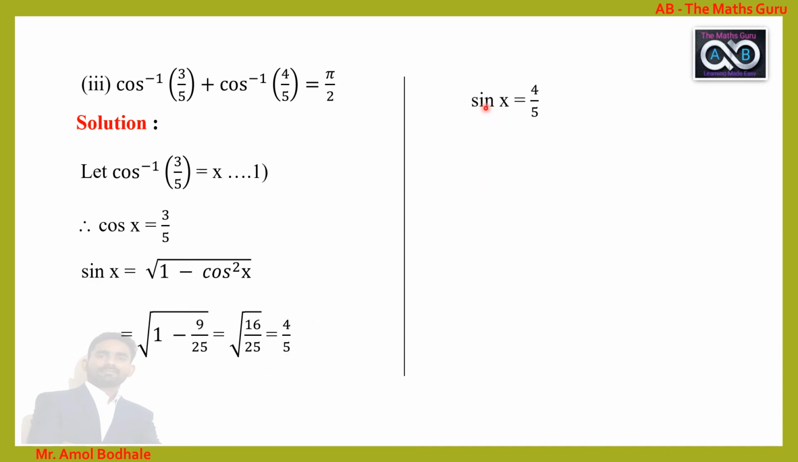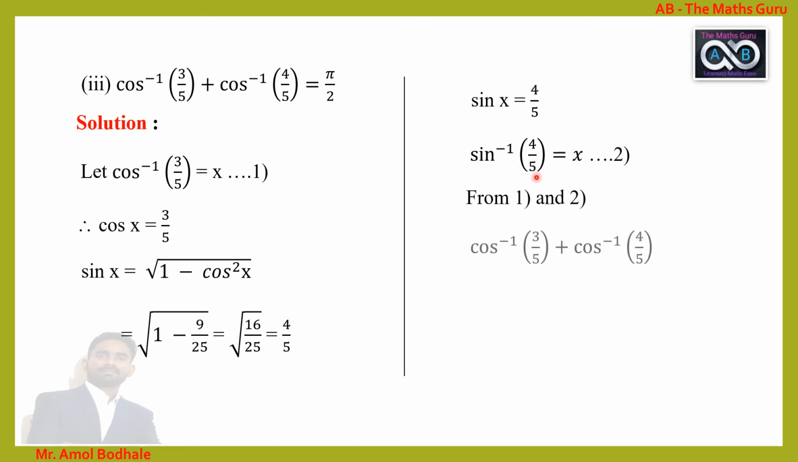So if sin x equals 4 by 5, we can write sin inverse of 4 by 5 is x. Now if we observe from equation 1, cos inverse of 3 by 5 is x, and sin inverse of 4 by 5 is also x. So now we can replace this value, and from 1 and 2, cos inverse of 3 by 5 can be replaced by sin inverse of 4 by 5. Now if we observe carefully, here we get sin inverse of 4 by 5 plus cos inverse of 4 by 5.